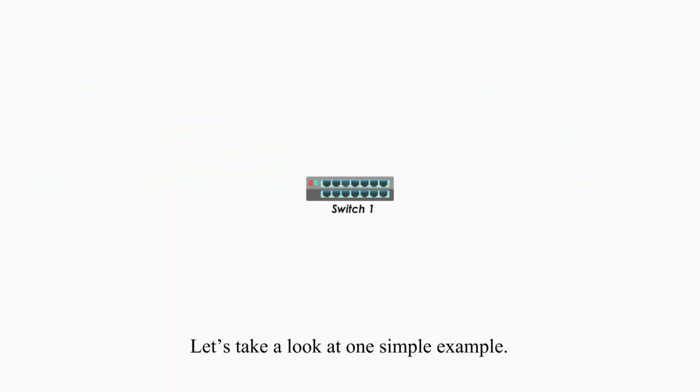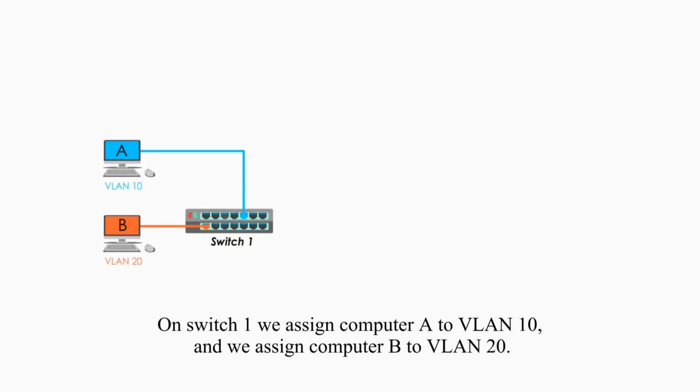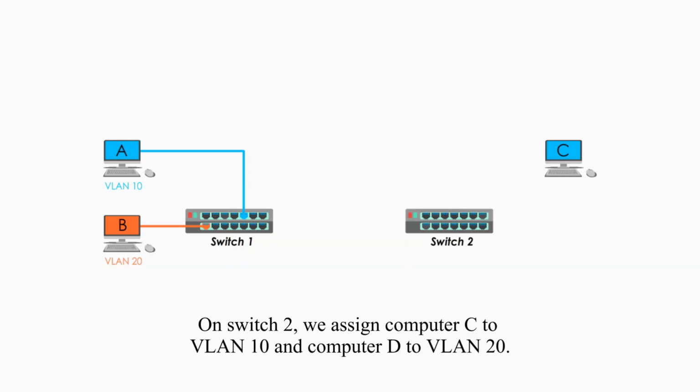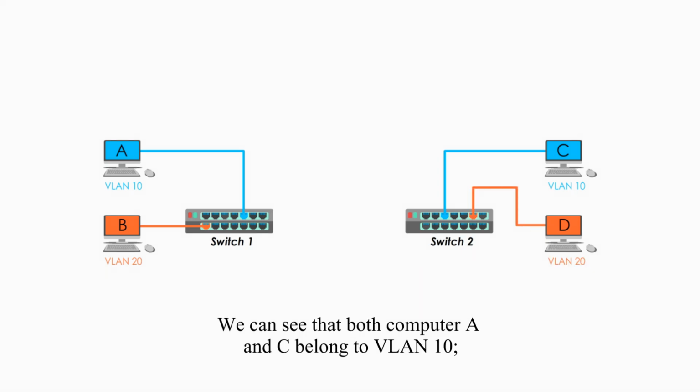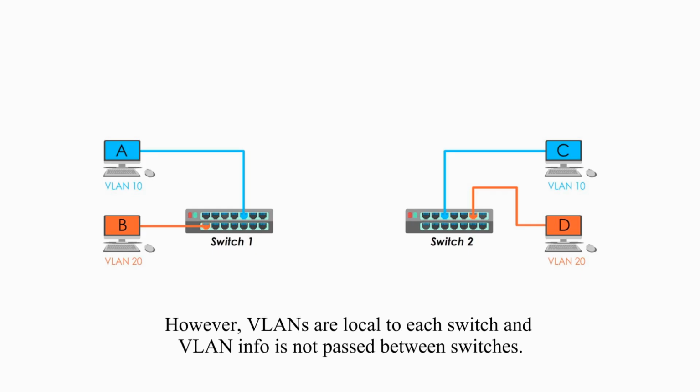Let's take a look at one simple example. On switch 1, we assign computer A to VLAN 10 and we assign computer B to VLAN 20. On switch 2, we assign computer C to VLAN 10 and computer D to VLAN 20. We can see that both computer A and C belong to VLAN 10 and computer B and D belong to VLAN 20. However, VLANs are local to each switch and VLAN information is not passed between switches.